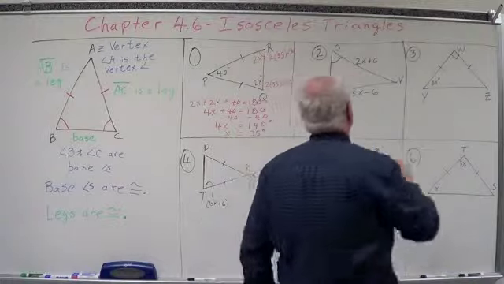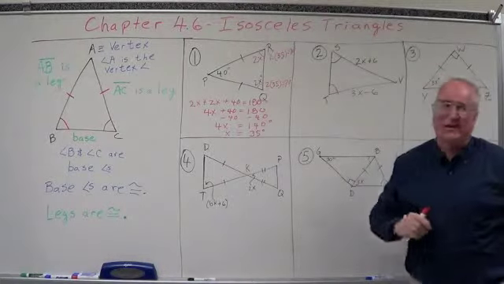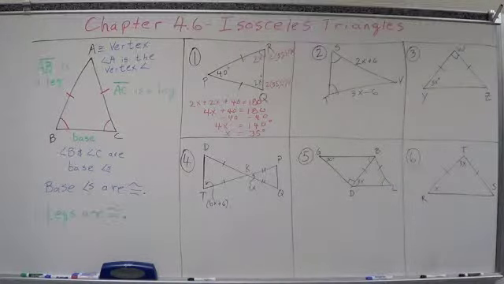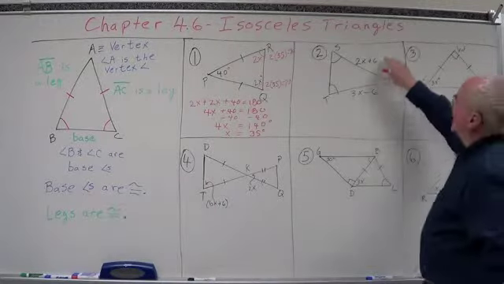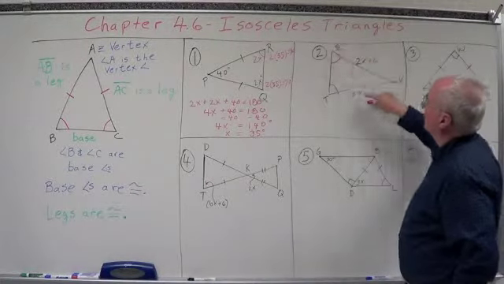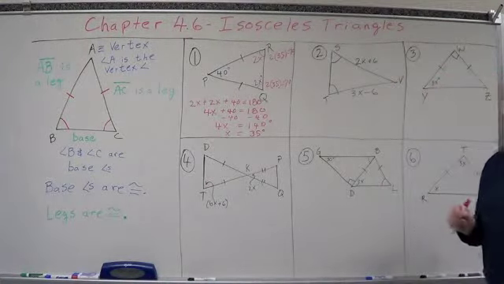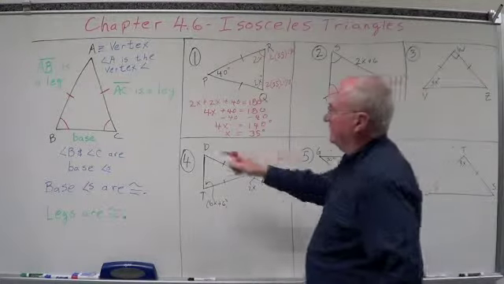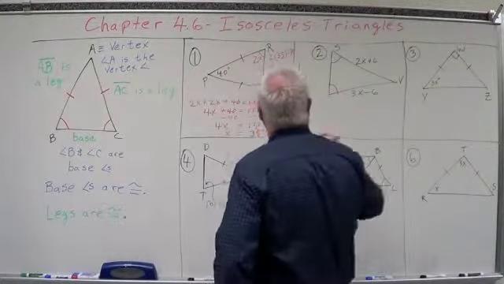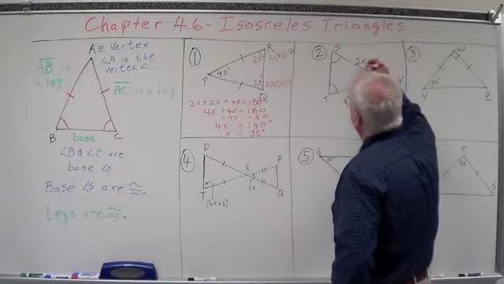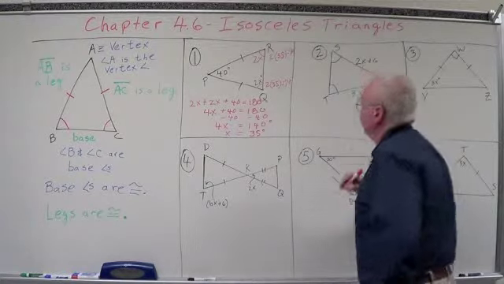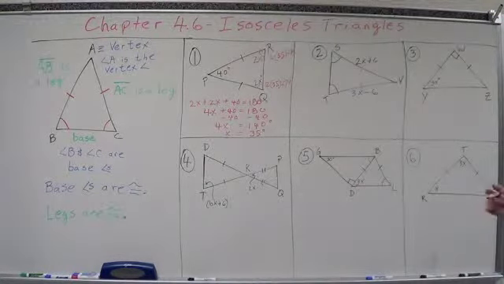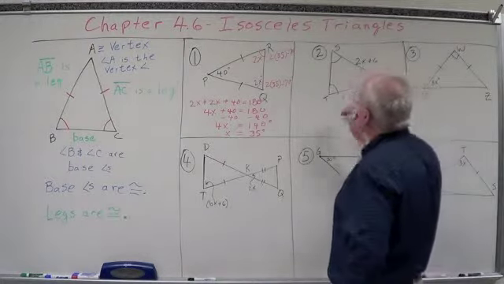Okay? Here's another one. We've got two angles that are congruent. We're also given expressions for the sides opposite those angles. So what do we know about the sides opposite congruent angles? Well, guess what? They are congruent. By the converse of the isosceles triangle theorem. So we can set those equal to each other.